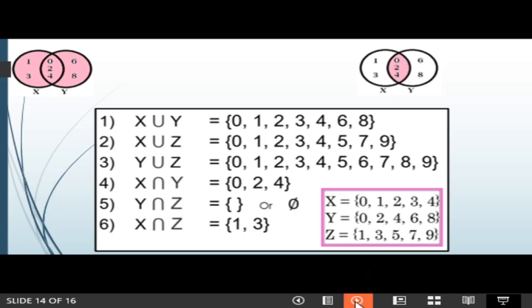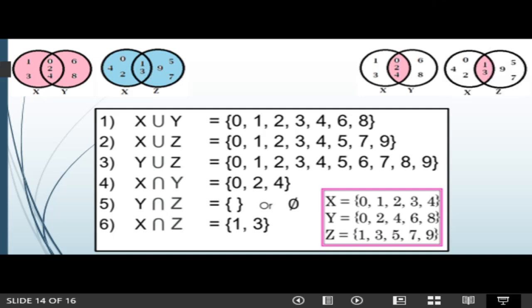And for number 2, the union of X and Z looks like this. Here, 0, 1, 3, 2, 4 are the elements of X, and for Z, 1, 3, 5, 9, and 7. So the numbers 1 and 3 are the intersection part of the two sets, and it's drawn like this. So 1 and 3 are the intersection part of X and Z. This is how you draw it if you are asked for the intersection.